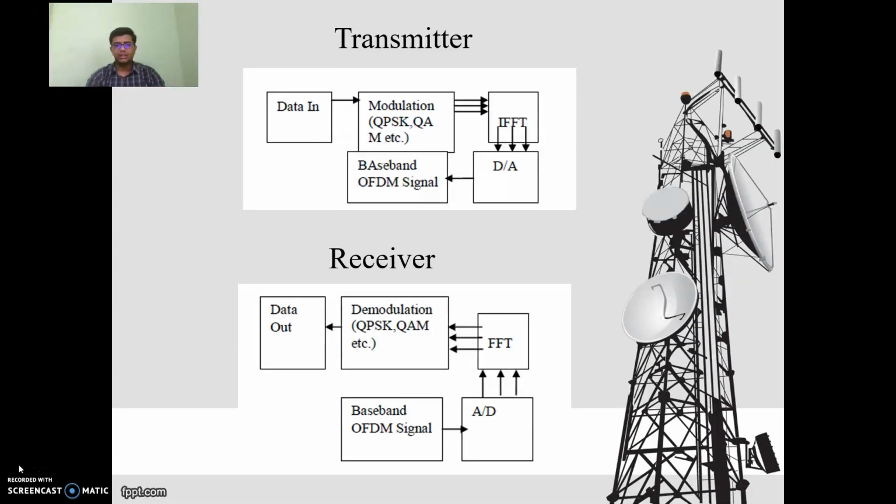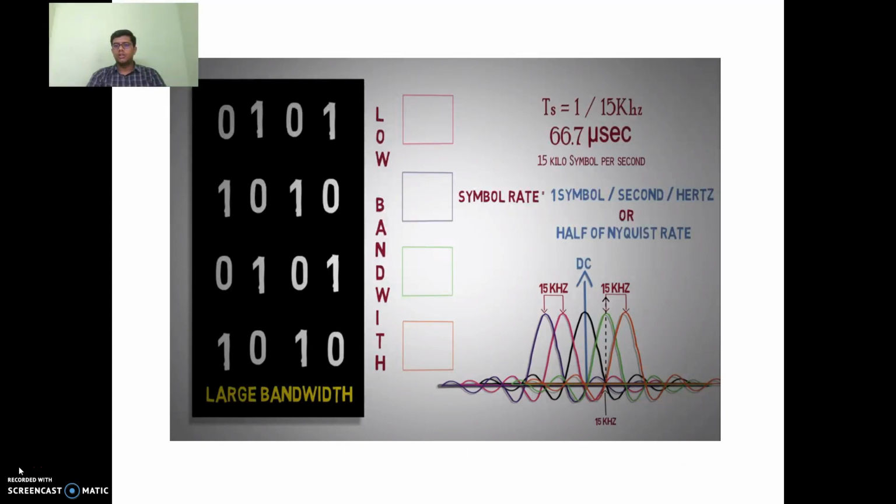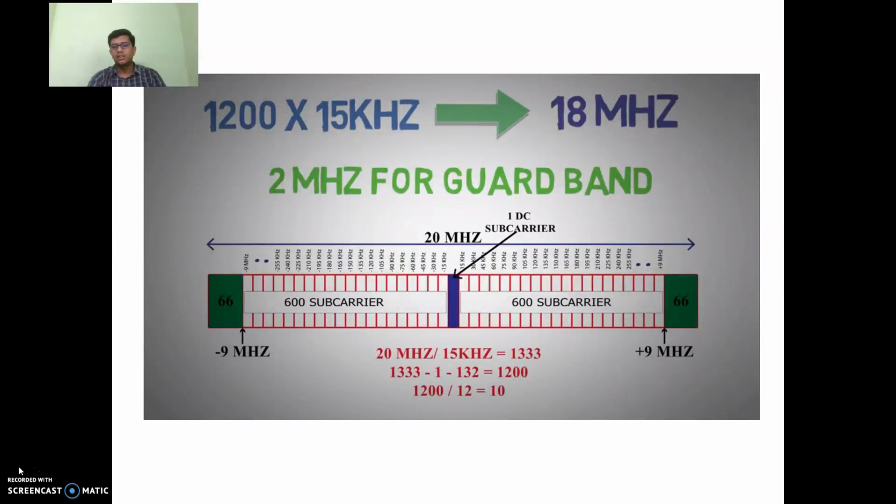These are the transmitter and receiver blocks of a basic OFDM system. We are making use of QPSK and QAM technology for modulating the data as well as for demodulation of the data. In 20 MHz of channel bandwidth, we are utilizing only 18 MHz, as the remaining 2 MHz is saved for guard band. The lowest subcarrier frequency is 15 kHz. As the number of carriers increases, the bandwidth also increases. As you can see, in the 20 MHz channel bandwidth, we have a 2 MHz guard band.